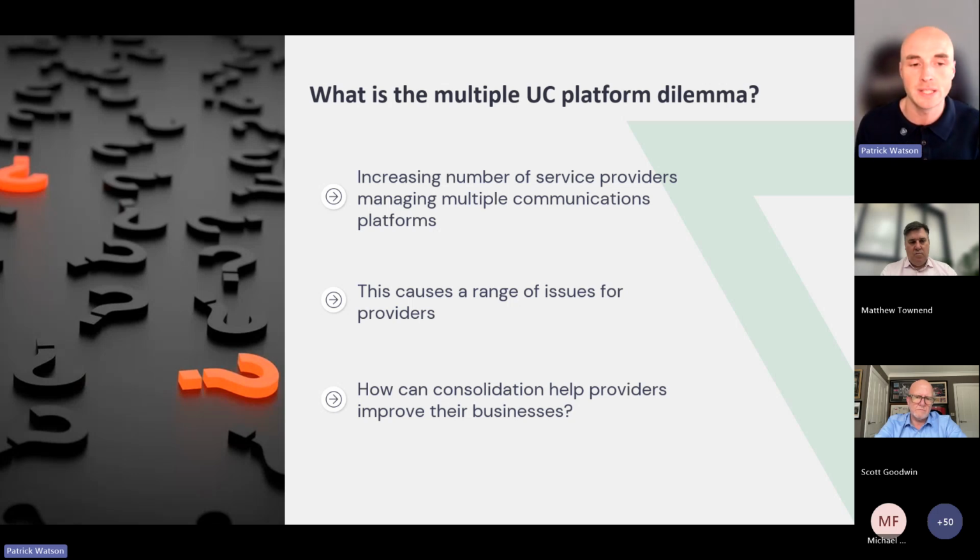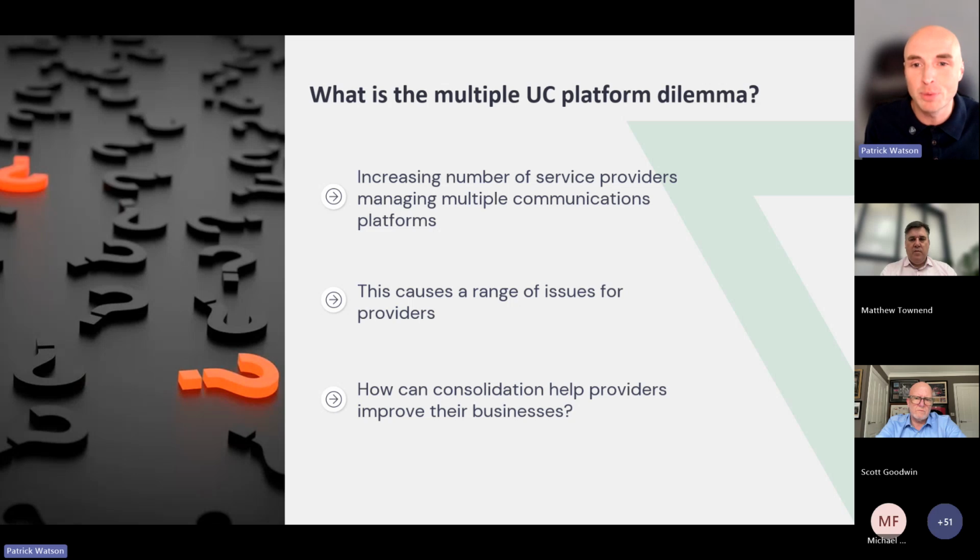One of the things we wanted to consider is, can consolidation of these communication platforms, so minimizing the number of internal platforms that a service provider or a telco utilizes internally, alleviate some of those challenges, create better margin and revenue opportunities, and also free up internal resource in terms of both personnel and infrastructure as well?